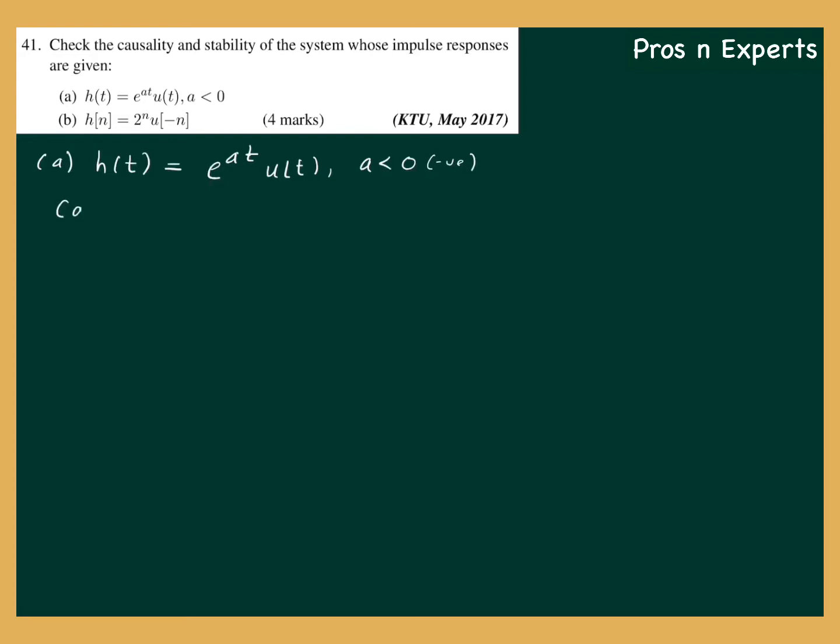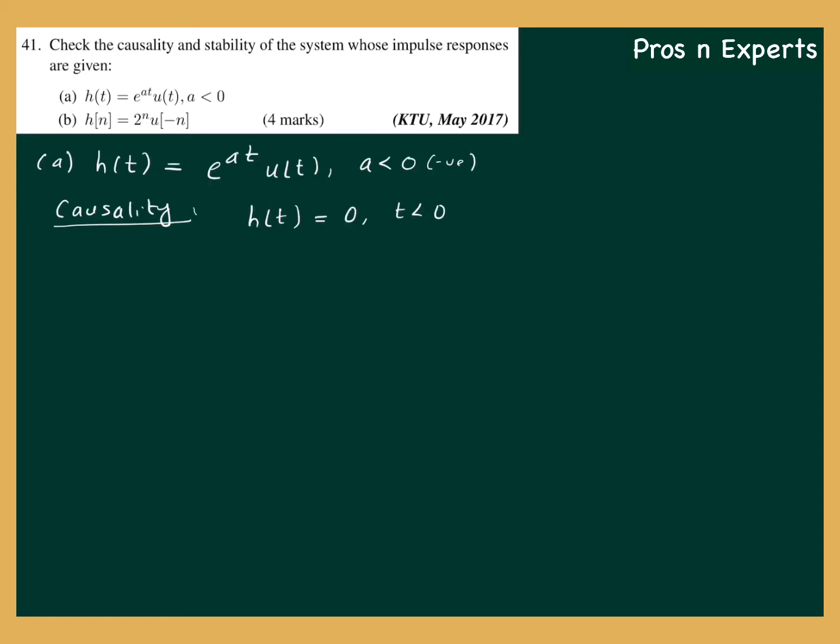So first let us check the causality. First of all, for causality, a system is said to be causal if no values of its h of t lie in the negative time axis, or we can say h of t has 0 amplitude for t less than 0. That is in the negative time axis. So first of all, let us try to plot h of t. That could be very easy for you to judge whether this is causal or non-causal.